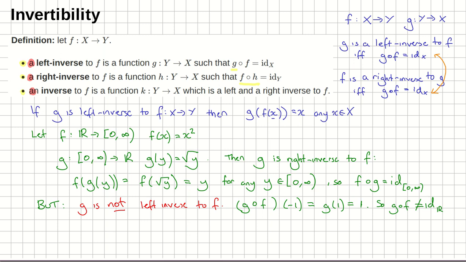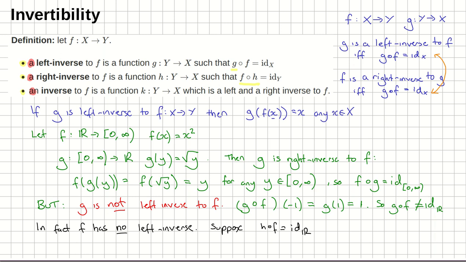In fact, f doesn't even have a left inverse, so it's not merely that g is not a left inverse, but f has no left inverse at all. So let's try and show that that is true. I claim that, in fact, f has no left inverse. To see why, we'll suppose for a contradiction that h composed with f was the identity on the real numbers, so that h was a left inverse to f.